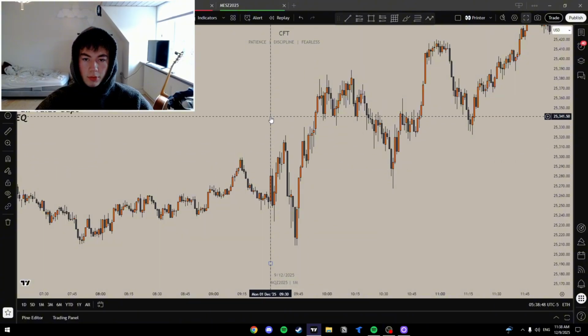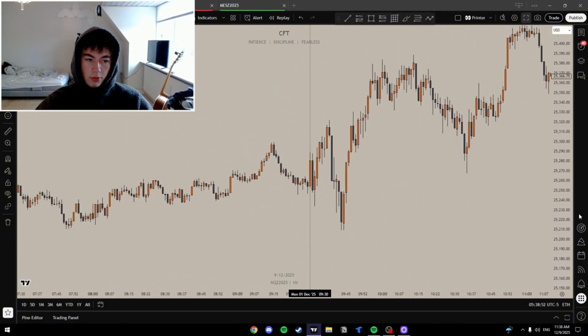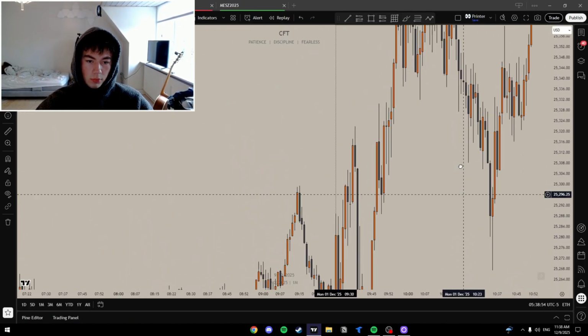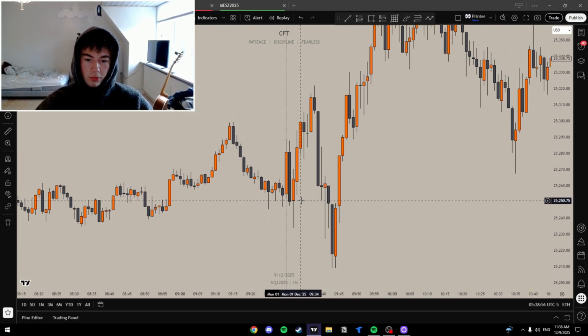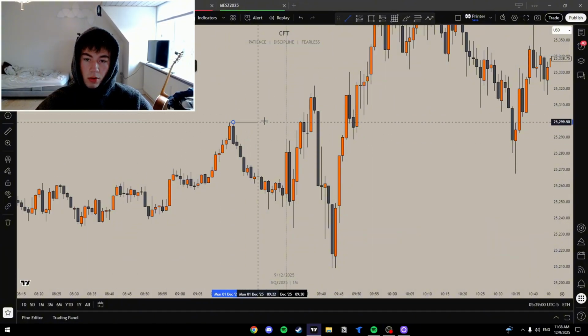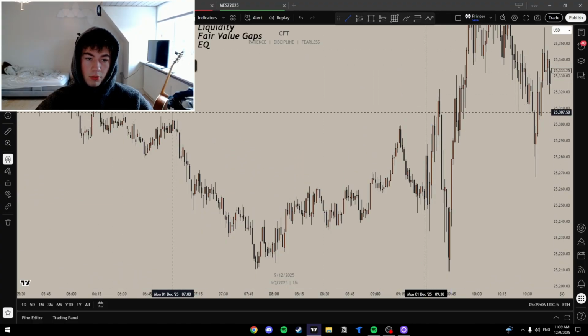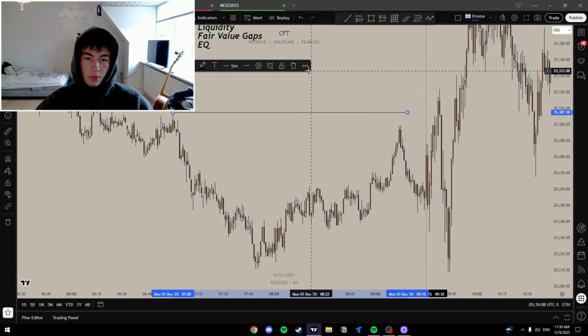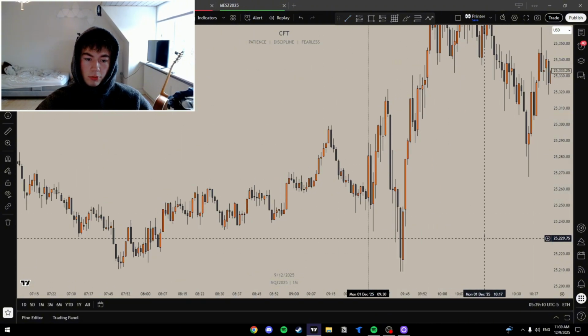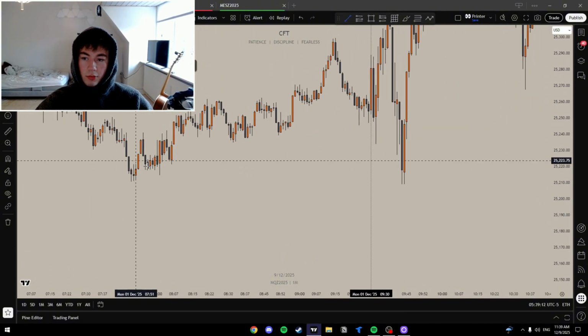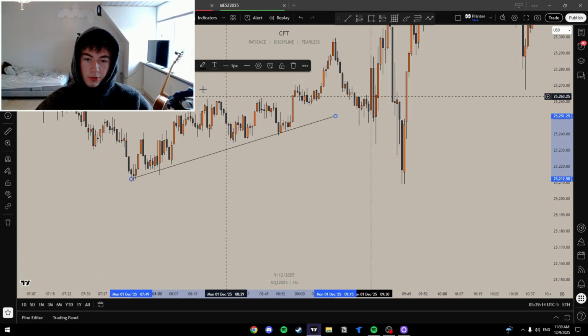So market opens right here at 9:30. What do you see happen? Well, first of all, we get a quick move up. We sweep out these highs right here, some over here, and we go down. And you can see all this engineered liquidity build up right here.